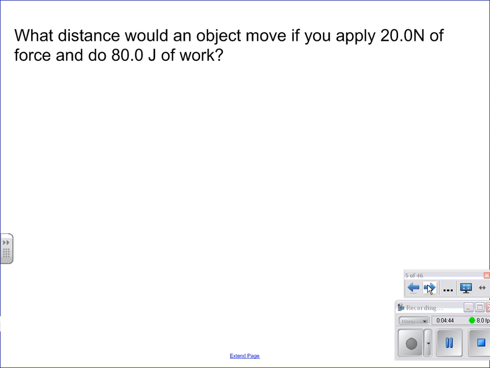So let's do a sample problem like this because you're going to do some of these on your homework for tonight. This one is asking you to solve for distance. So as always, what distance? So go ahead and write this out on a piece of paper. It's going to help you a ton when you go to do your homework.